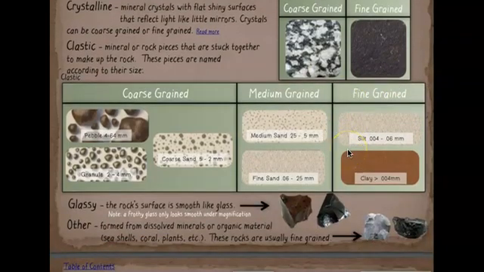Glassy is when the rock's surface is smooth like glass, and we've got a couple of examples showing glassy. And then there's also other, and these are oftentimes formed from dissolved minerals or organic material like seashells, coral, plants. Oftentimes they're things like fossils, and they are usually very fine-grained.